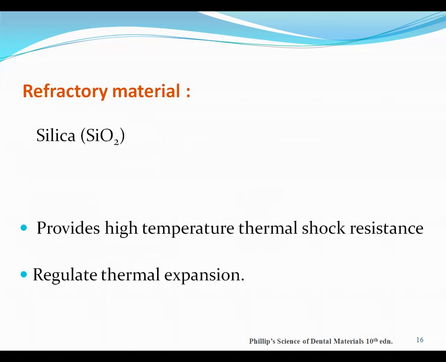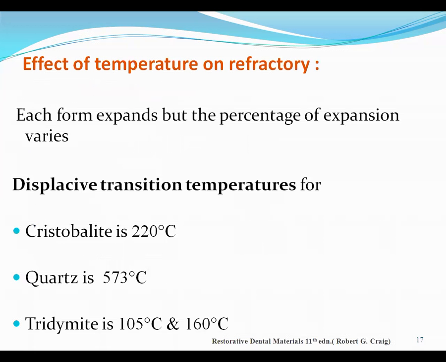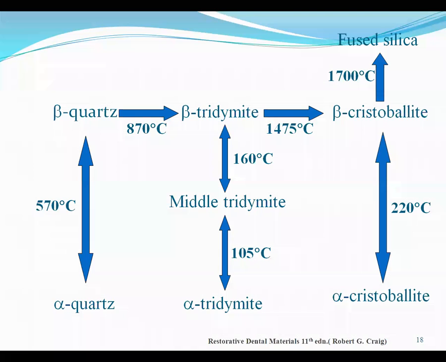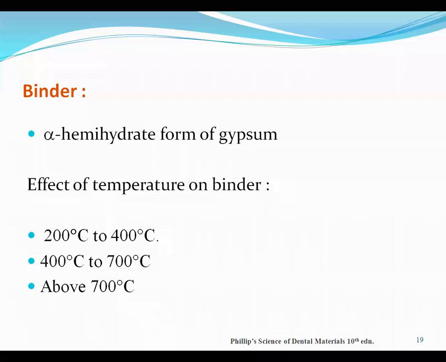The functions of refractory material we have already seen: regulation of thermal expansion and withstanding high temperature. Now the effect of temperature on refractory material. Refractory materials are of different types: crystobalite, quartz, and tridymite. They have a displacive transition temperature, which helps in conversion of alpha form into beta form. Here you can see the conversion, and the temperature varies for each refractory material. It is 220 for crystobalite, for tridymite it is 105, converting into middle tridymite, and at 160 into beta form. Alpha quartz converts at 570 degrees into beta form. This is the displacive transition temperature.